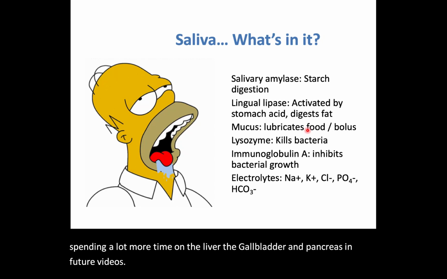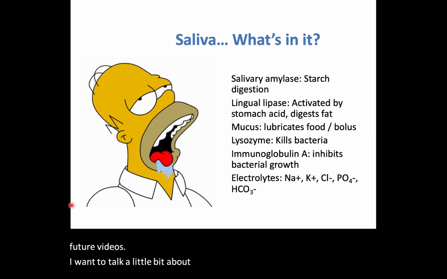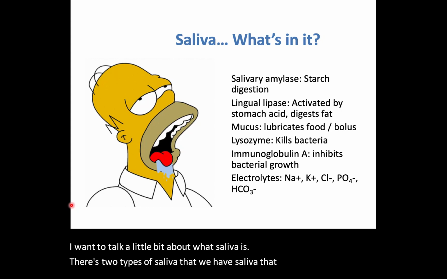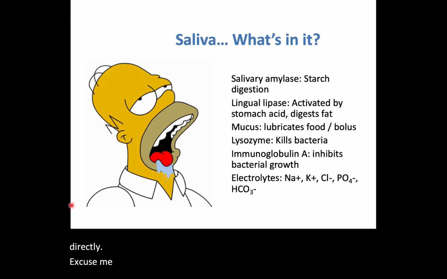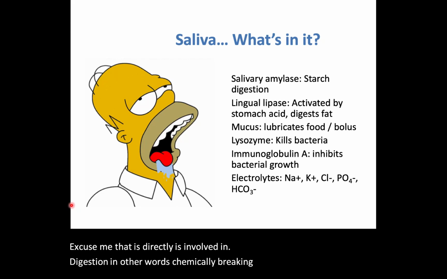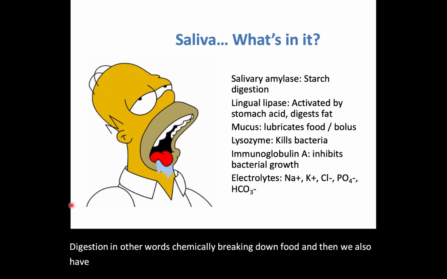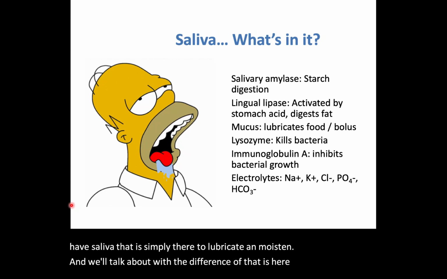Saliva. I want to talk a little bit about what saliva is. There are two types of saliva that we have. We have saliva that is produced that is directly involved in digestion, in other words, chemically breaking down food. And then we also have saliva that is simply there to lubricate and moisten. And we'll talk about what the difference of that is in a couple minutes. Not too much longer, but a little bit.